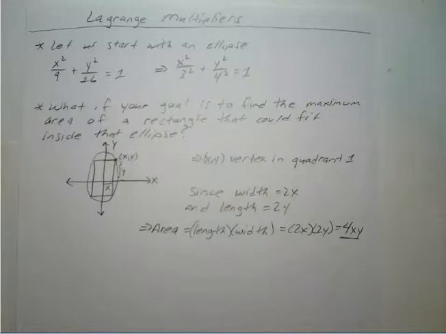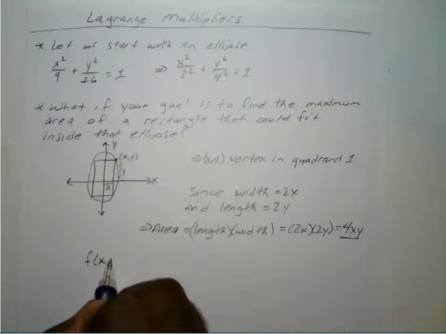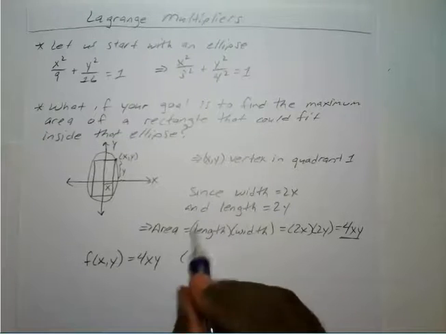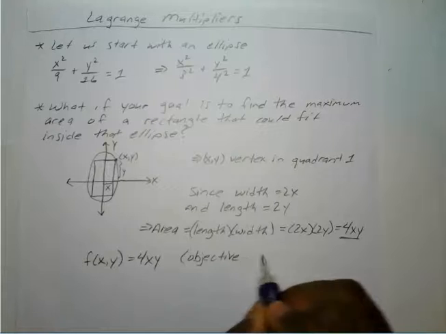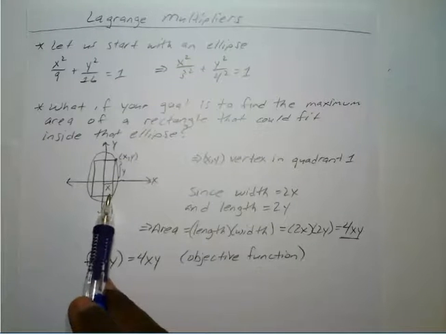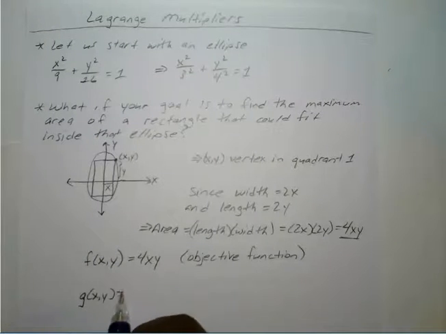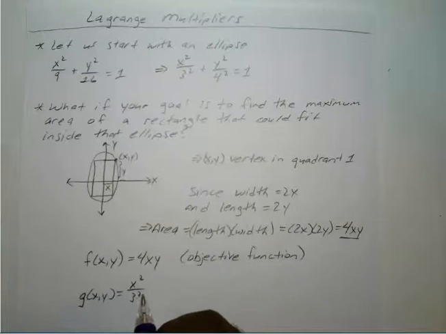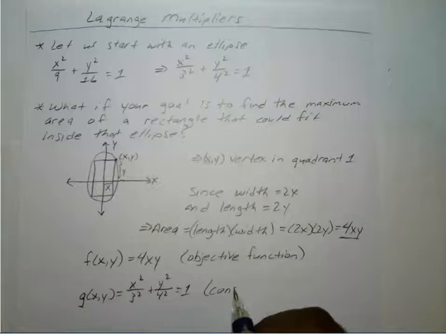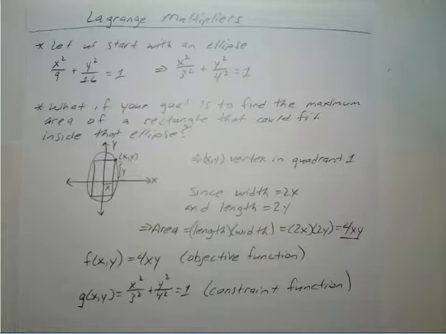Okay, so remember, we want to look at the maximum area of that rectangle. So we'll let our area be a function f of x, y, which is 4xy, and we'll call that our objective function. Now remember, that rectangle is constrained inside of our ellipse. So we'll make g of x, y equals x squared over 3 squared plus y squared over 4 squared equals 1, our constraint function. All right, let me move that up.